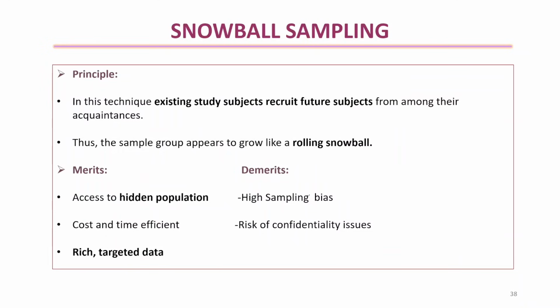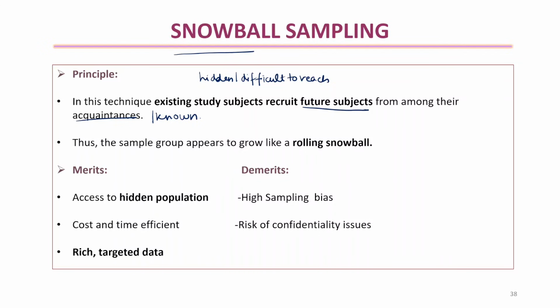Now, let's discuss snowball sampling. This is a very interesting sampling technique. It is mainly used when the target population is hidden or difficult to reach. In this technique, existing study subjects recruit future subjects from among their acquaintances or people they know. Examples include injection drug users, commercial sex workers, undocumented migrants, or people living with HIV in certain settings.